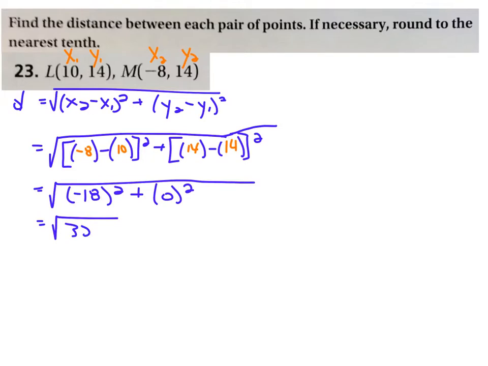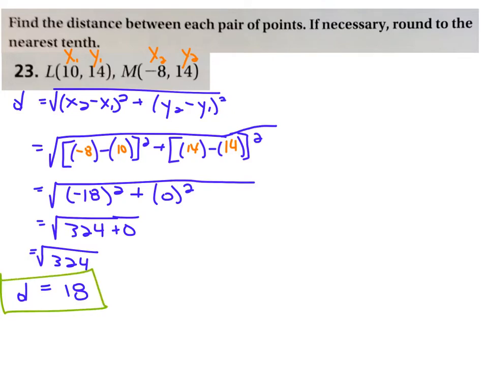So you get the square root of 324 plus 0, which of course is the square root of 324, which we know, since we're finding distance, we're always going to have the positive. And since this 324 came from squaring -18, we know that 18 is the principal square root, or the positive square root of 324, which is 18. And so the distance is 18. For this one, it worked out nicely, and we did not need to round it to the nearest tenth.